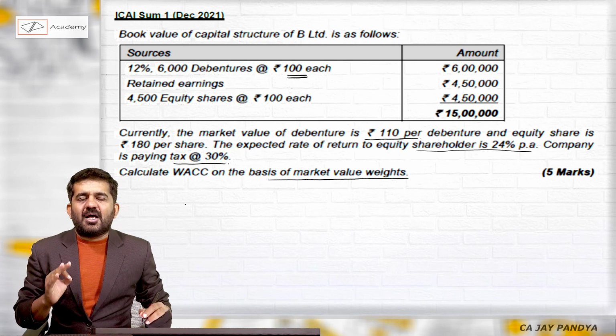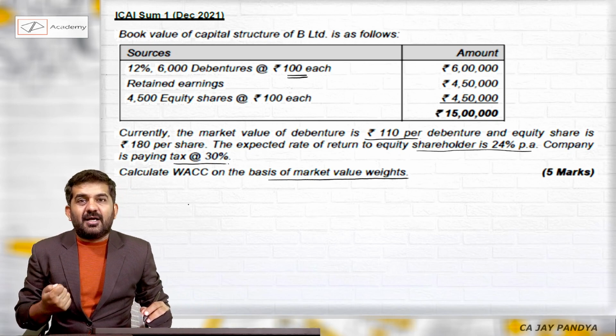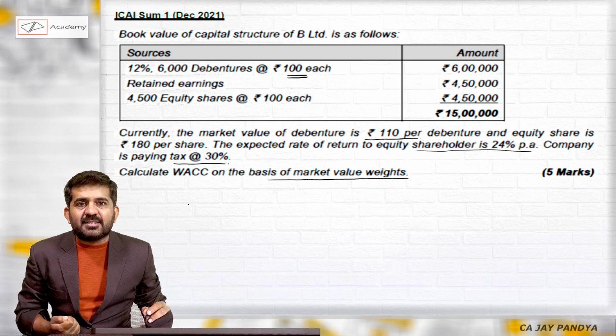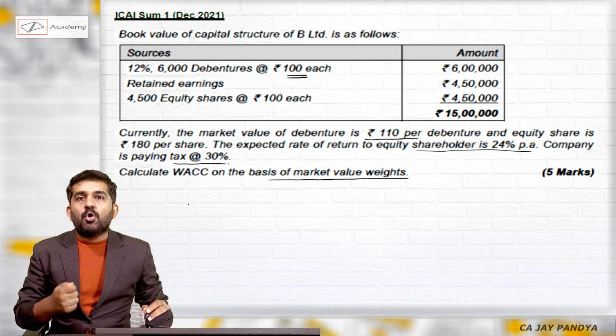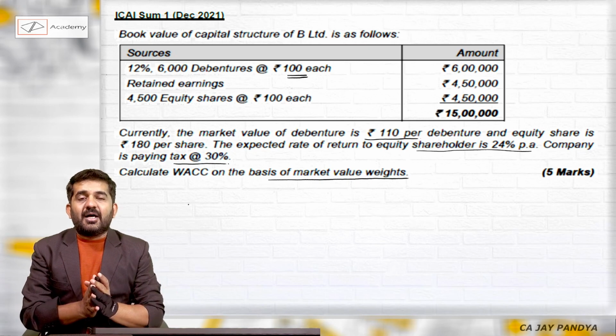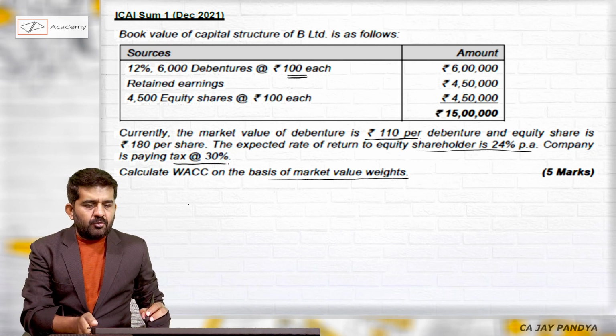This question was asked for 5 marks. Only market value weights answer is required. I am solving for the purpose of understanding first by book value weights and then by market value weights, and then I'll give you my reservations about the answers which are given in suggested. Let us first find out by book value weights, which is not required in examination because they have specifically told to find out by market value weights.